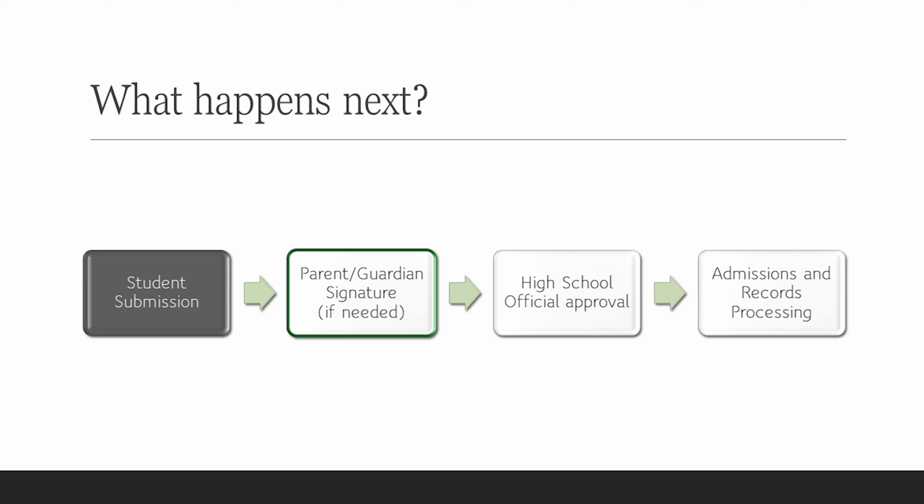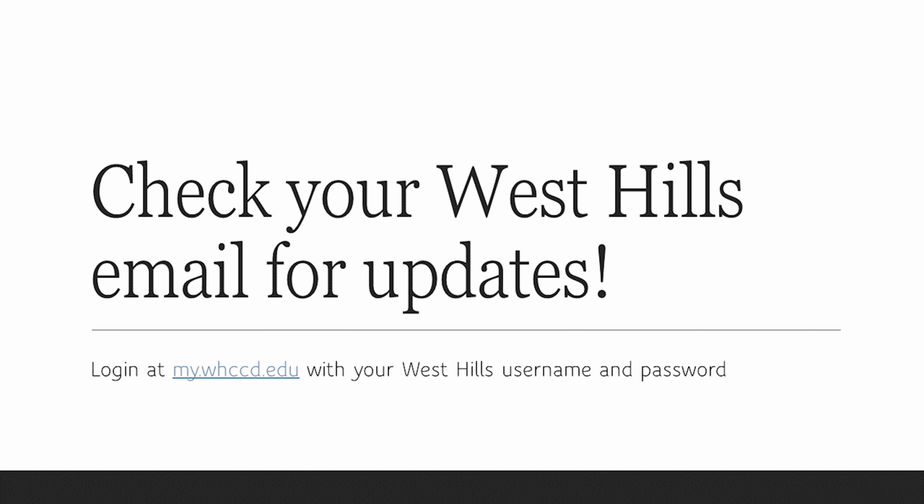Once they are done, your high school official will get a similar email with a link to review, approve, and sign the form. They may also be required to create an account if they haven't done so already. If you are not required to enter parent information, the form will go straight to your high school official. After your high school official approves, the form will be submitted for processing to our Admissions and Records Department. All correspondence will be sent to your West Hills email.